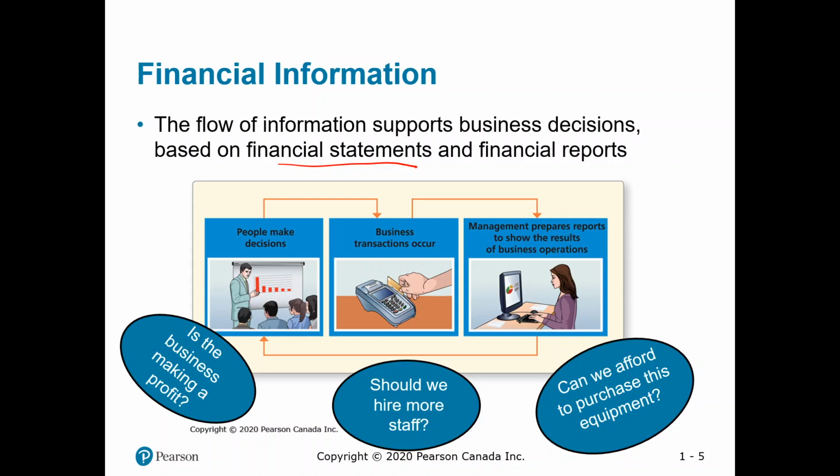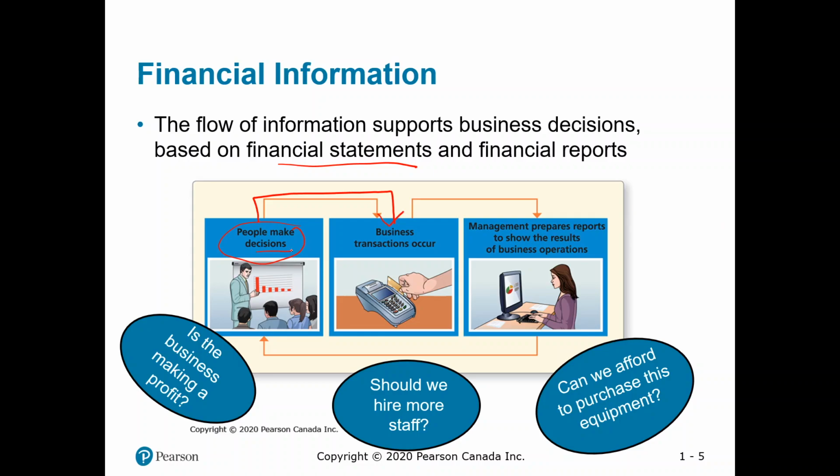Now, financial information is used by various users. And the first step in this flow that you'll see in this diagram here is for people to make decisions. So someone in a company or in a business is going to make a decision to do some sort of activity. So they will make a decision. Because of that, a business transaction will occur.